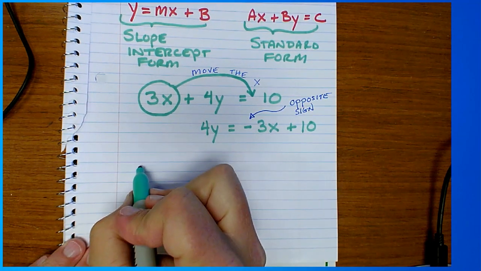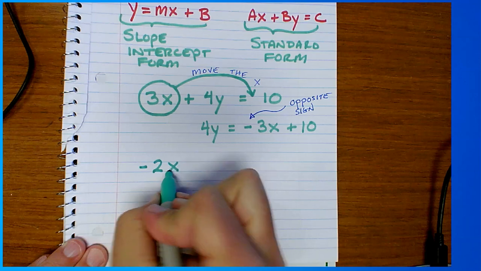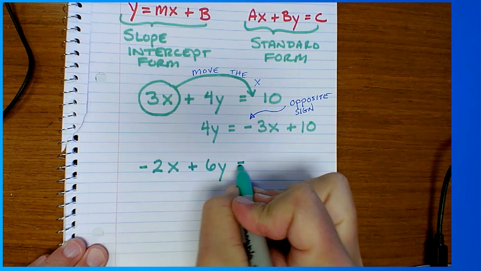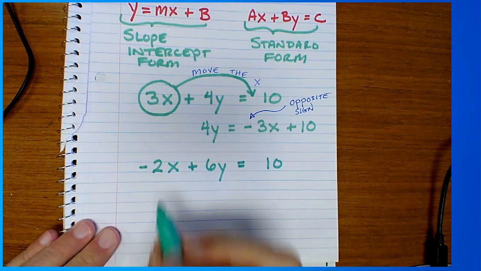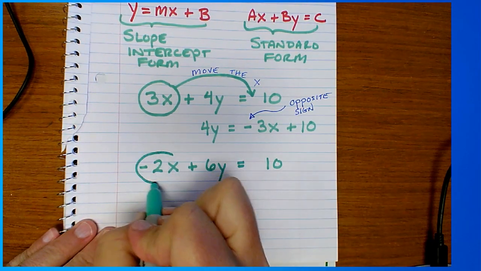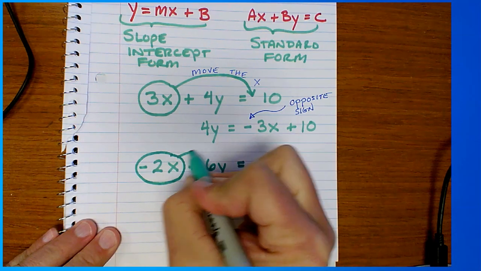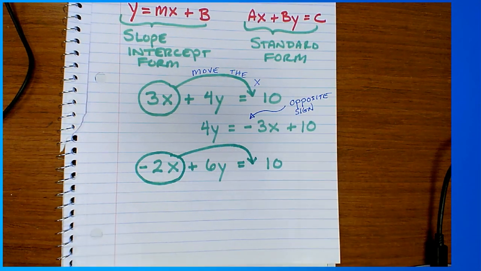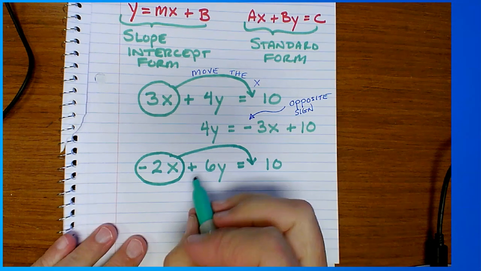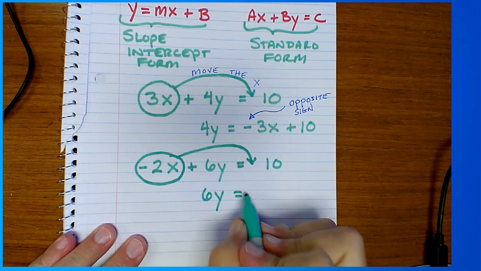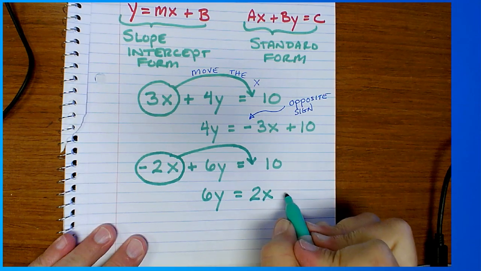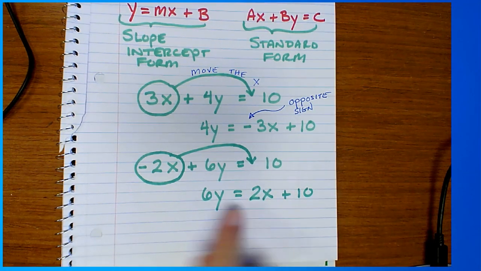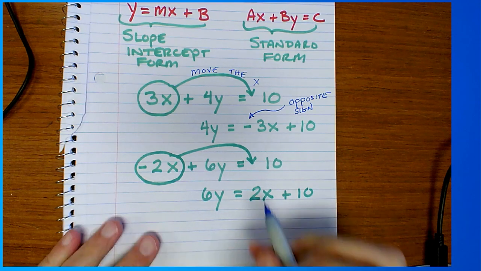Let's go with negative 2x plus 6y equals 10. To move the x, I circle the whole x component, and I'm going to put it right after the equal sign. And what am I going to have? I'm going to have 6y equals, ready? 2x plus 10. Notice that the sign is the opposite sign of what it was.